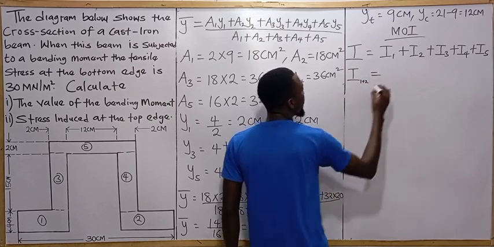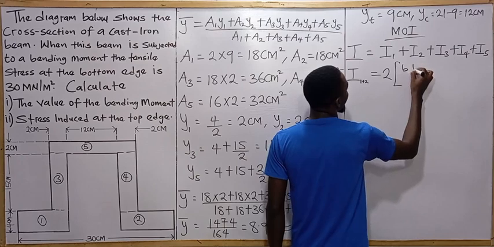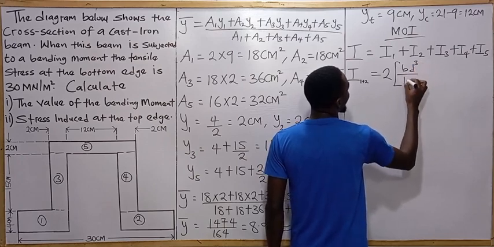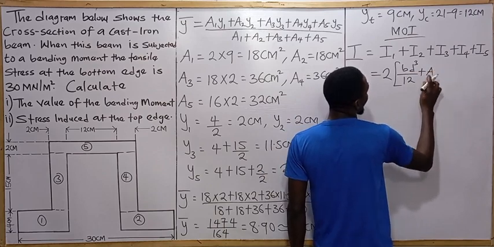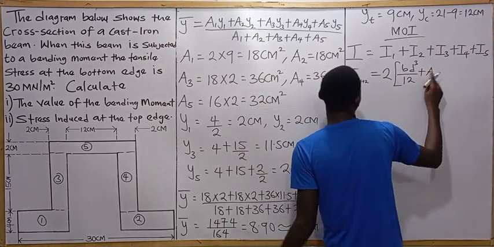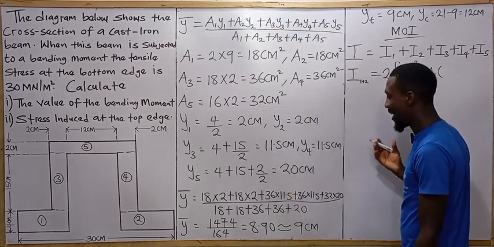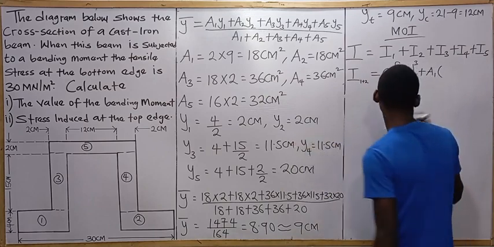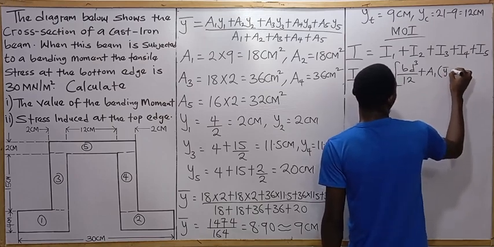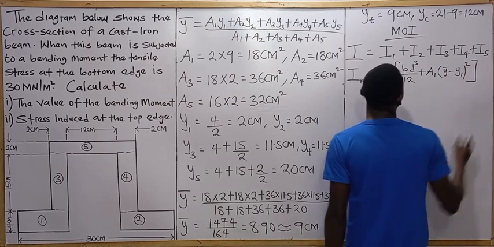So this will be equals to 2 into BD cubed all over 12 plus, you use either A1 or A2. You can see A1 is the same thing as A2. So into, then you check your Y bar and Y1, which one is greater? Our Y1 is 2, our Y bar is greater, so it's going to be Y bar minus Y1 all squared. So you close your bracket.